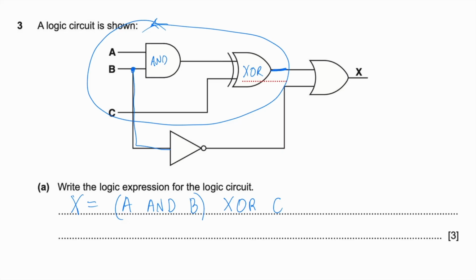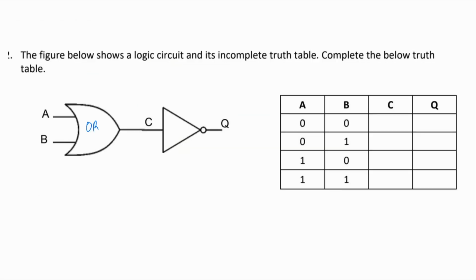But it still does help to start on this side and then work your way in. So we have A and B XOR C, and that's going to be united through an OR gate. So we're going to have OR, not B, because the result of this is going to have an OR gate with not B. Now, next we're going to look at some logic circuits and truth tables.